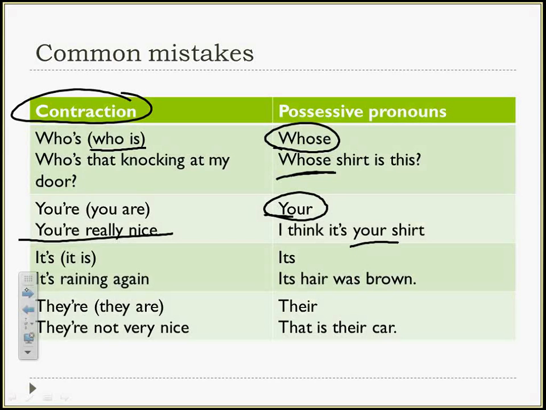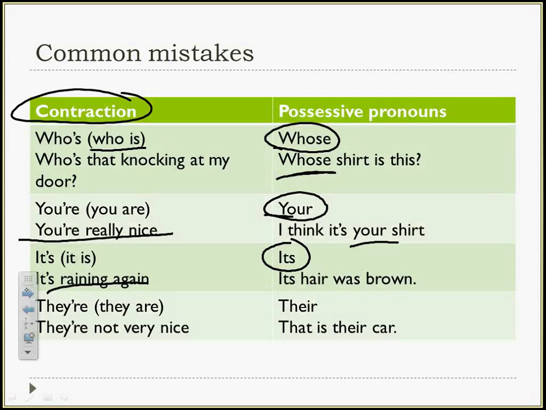Another one is its, and its shows up all the time, causing a lot of confusion for people. IT apostrophe S is a contraction for it is. It's raining again. If you can say it is in the sentence, then the word that you need is IT apostrophe S. ITS with no apostrophe is a possessive pronoun, meaning that it belongs to it.